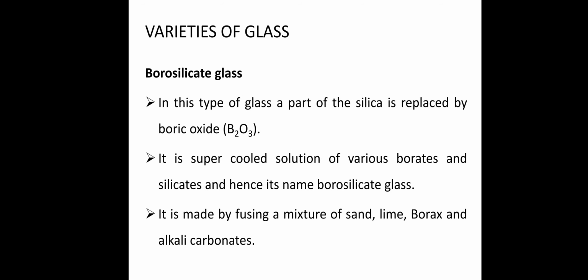The next variety is borosilicate glass. In this type of glass, a part of the silica is replaced by boric oxide B2O3. It is supercooled solution of various borates and silicates and hence its name borosilicate glass. It is made by fusing a mixture of sand, lime, borax and alkali carbonates.